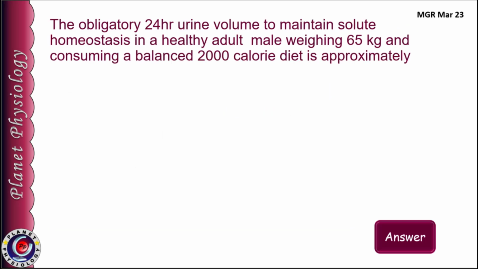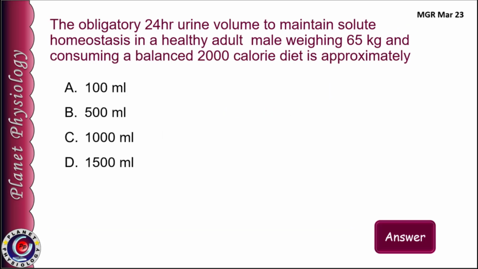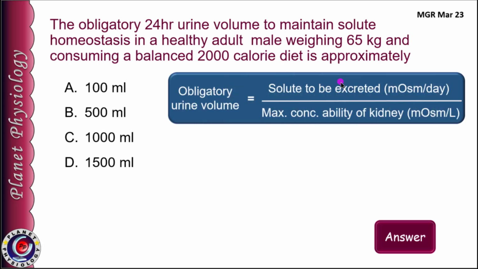Next question. The obligatory 24-hour urine volume to maintain solute homeostasis in a healthy adult male weighing 65 kg and consuming a balanced 2000 calorie diet is approximately: options are A. 100 ml, B. 500 ml, C. 1000 ml, and D. 1500 ml. Obligatory urine volume is the minimum volume of urine that must be excreted to remove water-soluble metabolic waste per day. It is decided by the maximum concentrating ability of the kidney and the amount of solutes to be excreted.